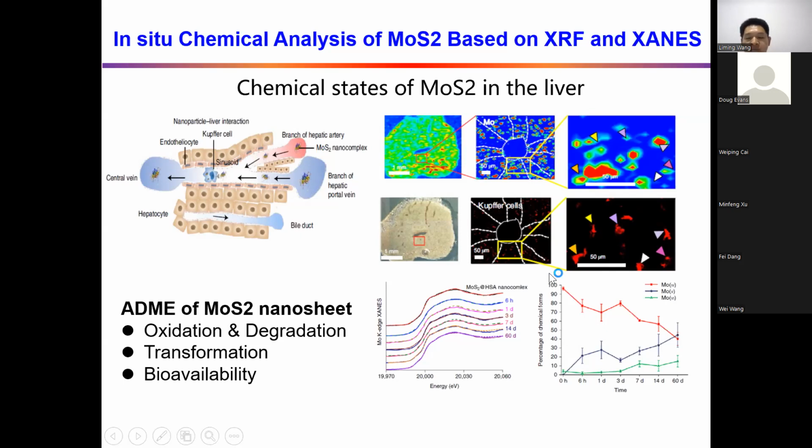So what happened to the MoS2 nanomaterials? We use XANES X-ray absorption spectra to detect what happened in the liver with time. At the beginning, we found that the Mo has valence 4. With more time, the valence changes to Mo valence 5 and valence 6.